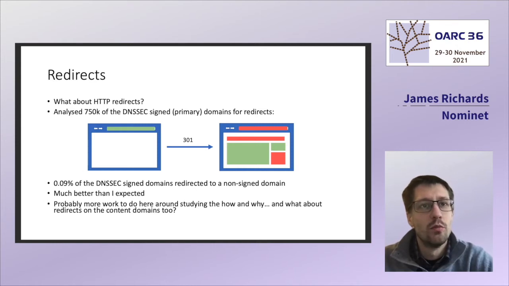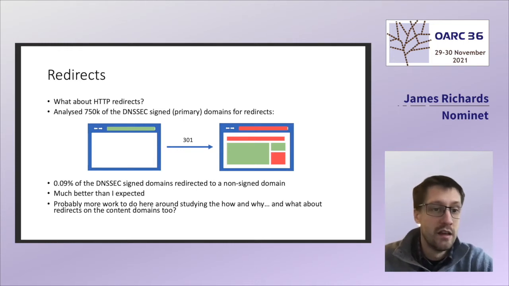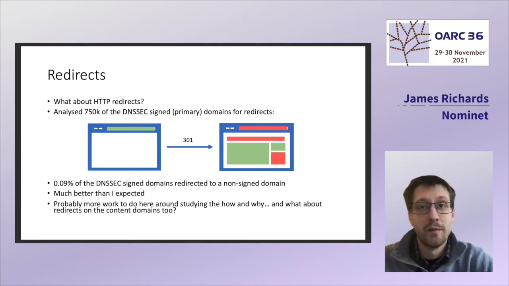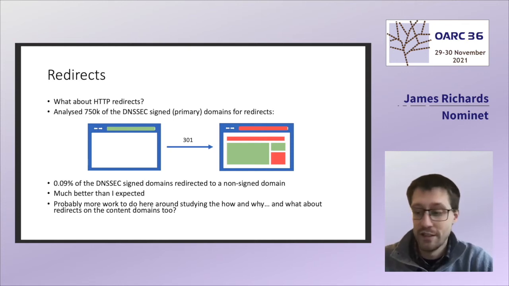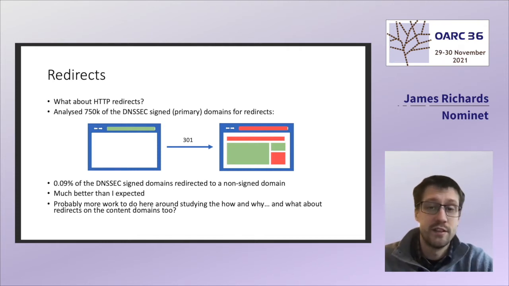I found that less than 0.1% of the signed websites redirected to unsigned domains, which is much better than I expected. I don't know why I was expecting it to be worse, but I thought this might be a kind of gotcha, but it turns out not to be. It's actually quite good statistically. I think there's probably more work to do here around redirects and the interaction between that and DNSSEC signed domains, particularly content domains. Some of the statistics I presented earlier were talking about prevalence of certain types of content within websites. I didn't obviously do the redirect analysis on those, so maybe we should do that next time around as well.